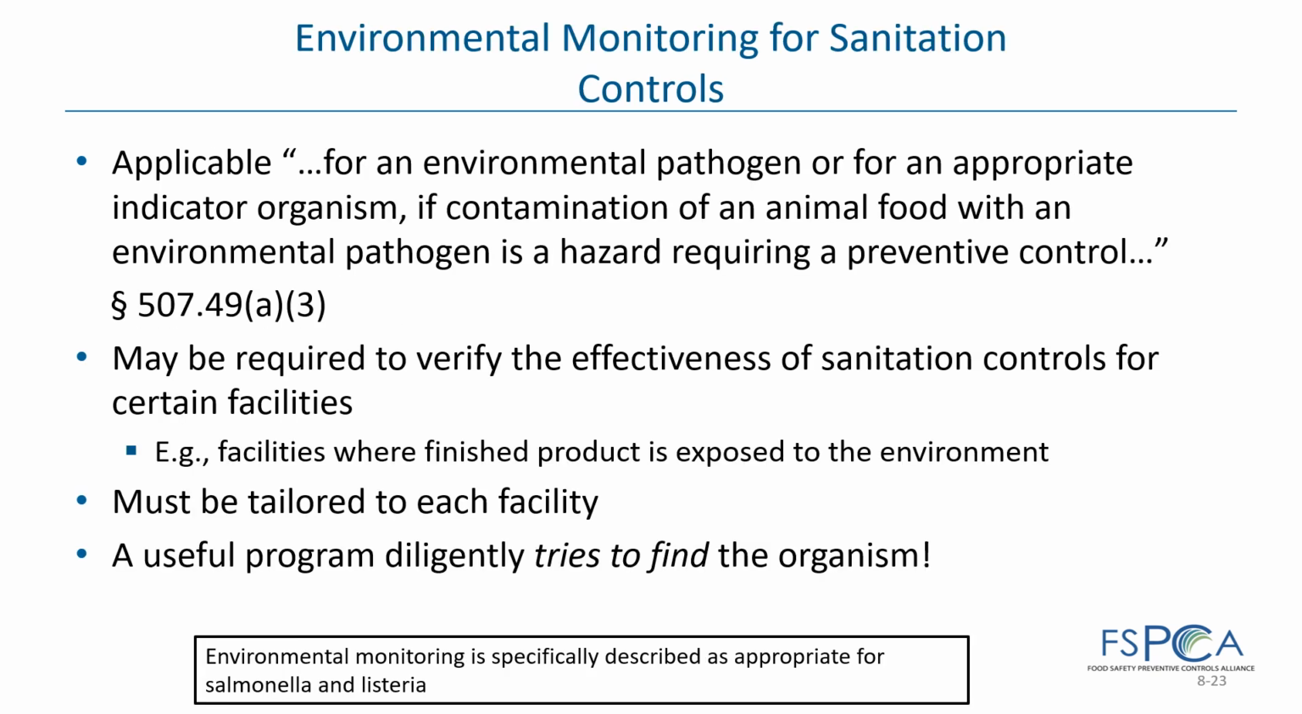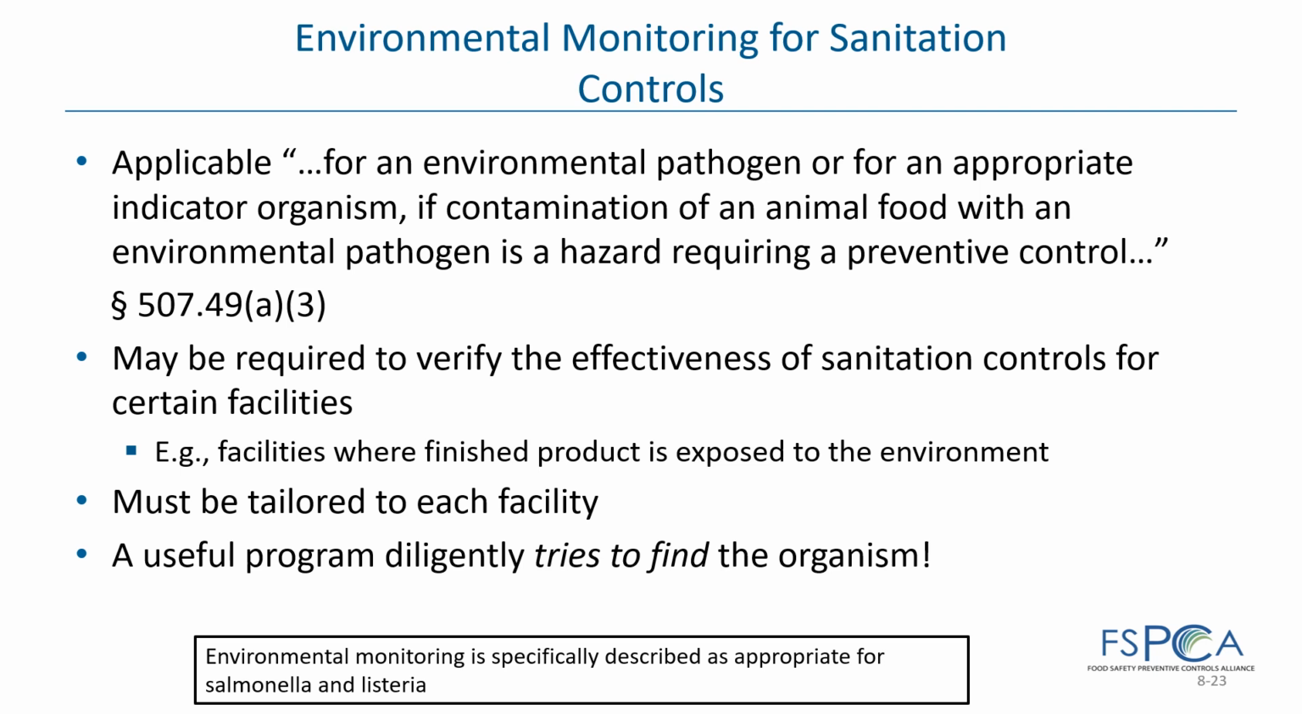So environmental monitoring for sanitation controls, again, this is appropriate when an environmental pathogen has been established. You know that there's pathogens in the facility for sure, and you want to make sure that you're monitoring those to make sure they don't cross-contaminate your finished feed product. It's maybe required to verify the effectiveness of sanitation controls, like facilities that have finished product exposed to the environment, but it needs to be tailored to each facility.